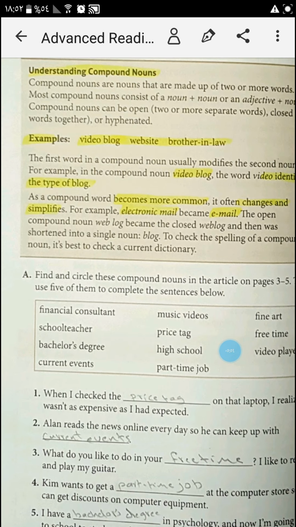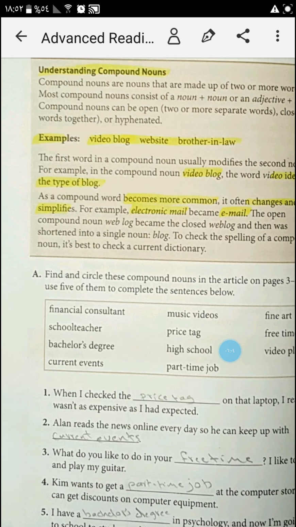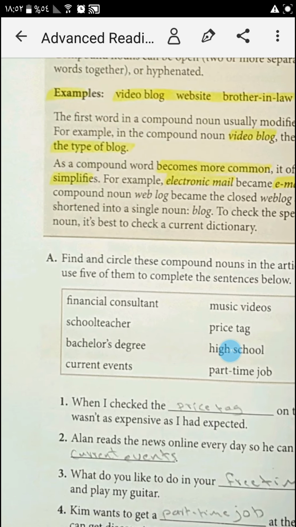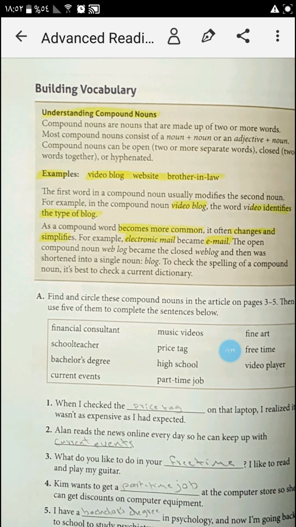The open compound noun web log became the closed weblog, and then was shortened into a single noun, blog. So at the beginning it was web log, it became the closed weblog, and then it was shortened to blog. Here we have to check the spelling, and you have to use a current or new dictionary to check the spelling of some compound nouns.